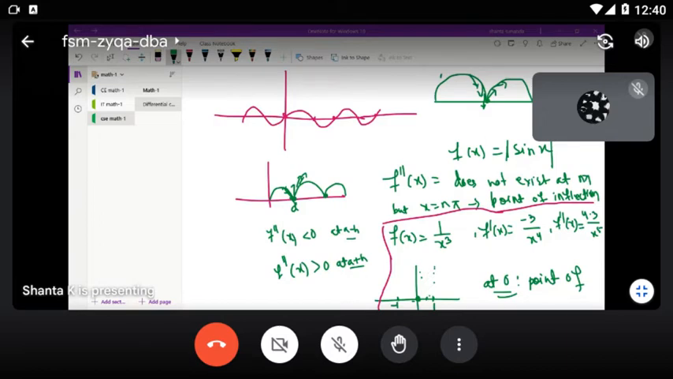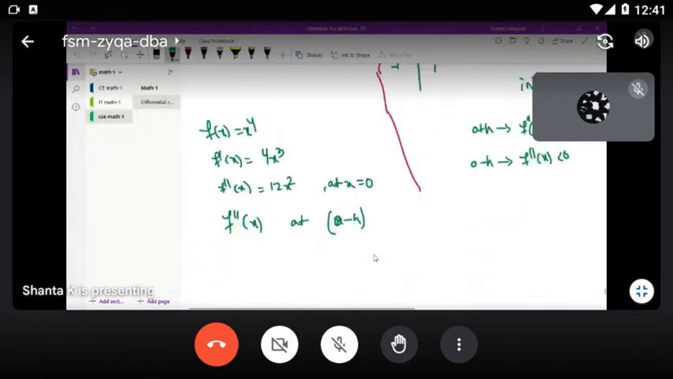Okay, you look at x power 4. Like we did for 1 by x cube there, we are saying that it's the point of inflection. Ma'am, no point of inflection. At 0, what happens? Ma'am, it is point of minimum, minima.